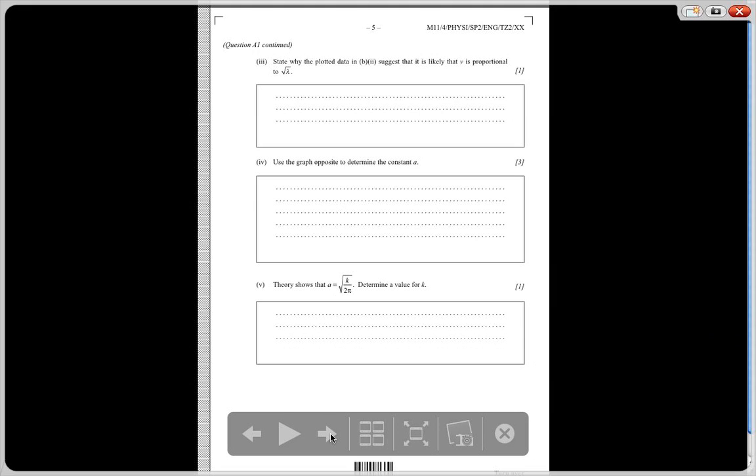So state why the plotted data in B2 suggests that it is likely that V is proportional to lambda, and use the graph opposite to determine the constant A. We're going to do it, and then we've got to put it into there. So firstly we want to find out, show that this is probably true, this hypothesis, and work out that constant A.